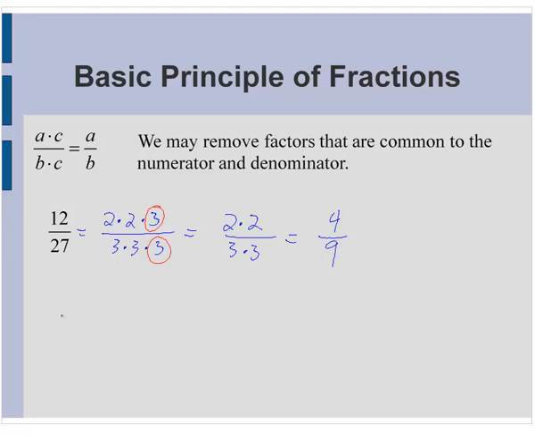You may have learned in the past that you could do this. 12/27 divided by 3 divided by 3 is 4/9. And these two ideas are exactly the same. The idea of factoring and removing common factors will be more useful later on in the course.